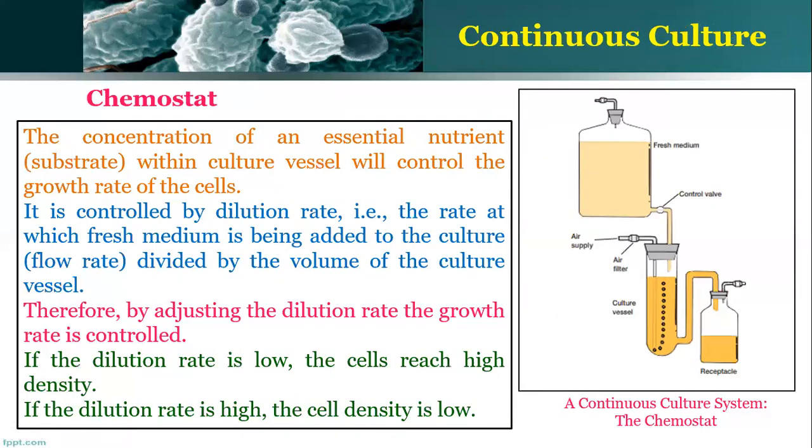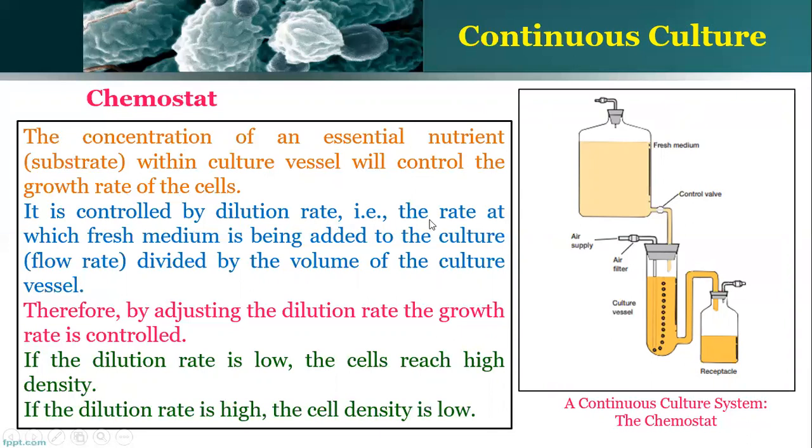Next, continuous culture. Till now, we have discussed the batch culture, inoculating the organism in the medium and incubating for a certain period of time. In continuous culture, you can grow the organisms continuously by providing fresh nutrients. These continuous culture methods include two types, chemostat and turbidostat. In a chemostat, the concentration of an essential nutrient, that is the substrate, within the culture vessel will be controlled by the growth rate of the cells. So here it is controlled by the dilution rate.